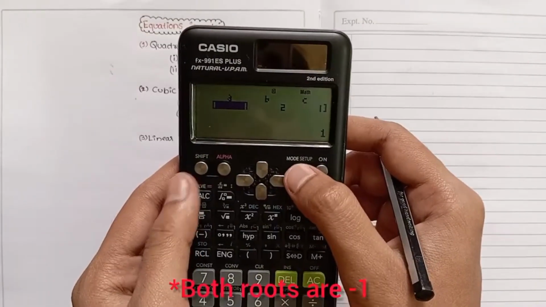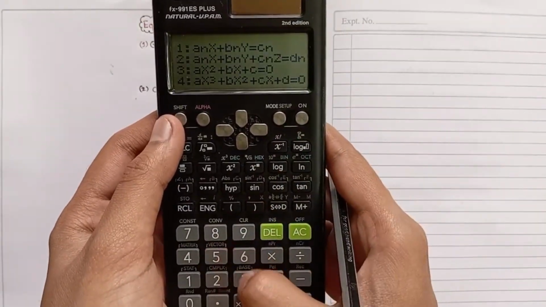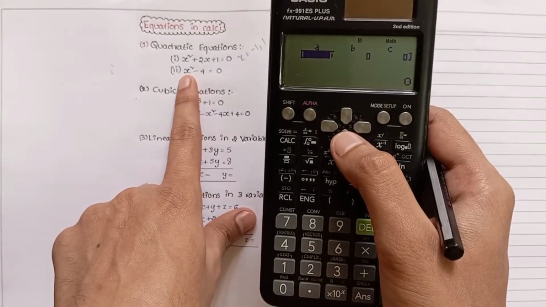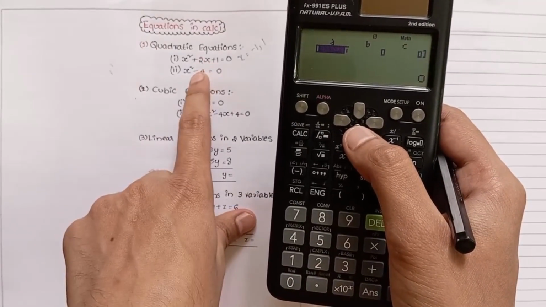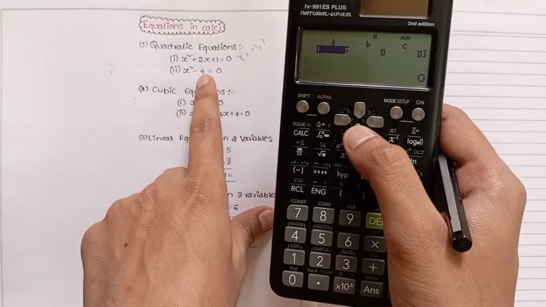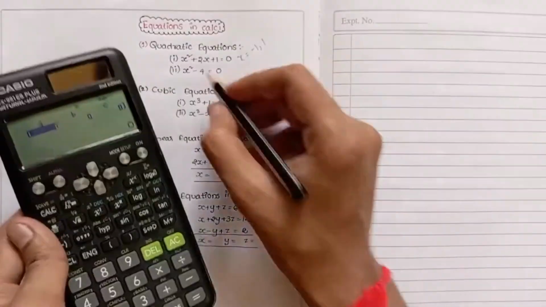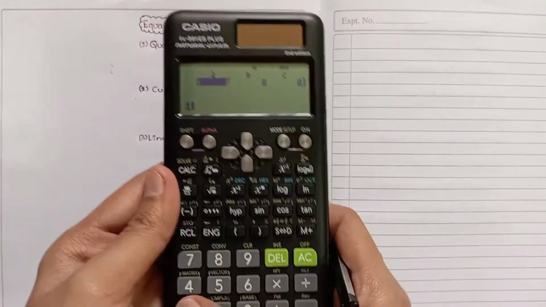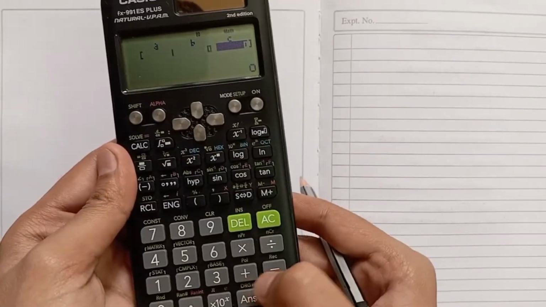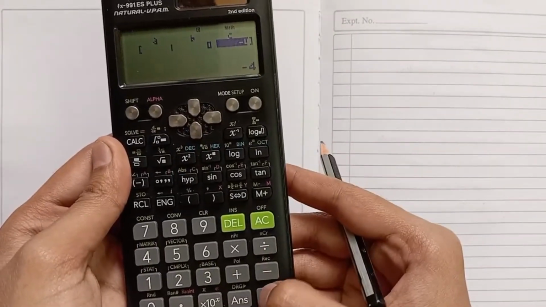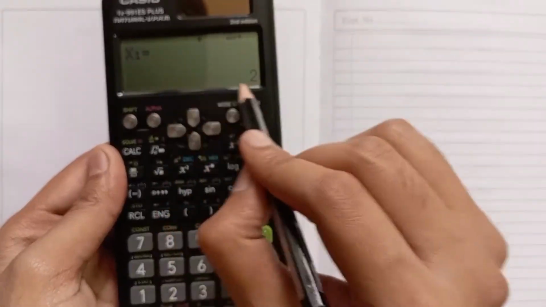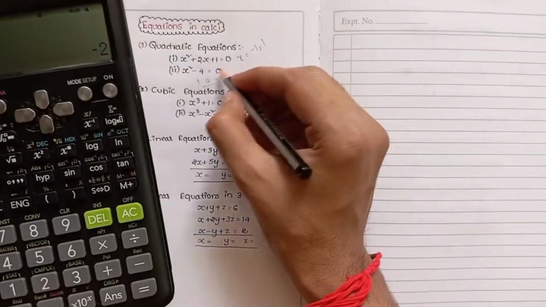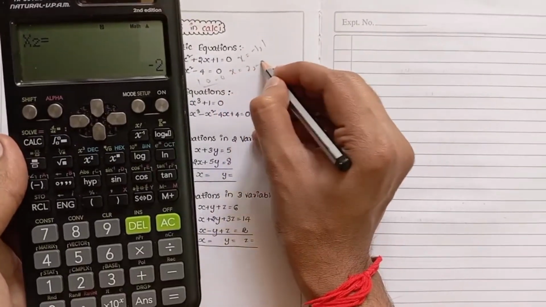Next, again press equation. Quadratic equation: the coefficient of x square is 1 and the coefficient of x is 0, since it is not there, so we have to take 0, and the constant value is -4. So we take 1, 0, -4 as coefficients. Therefore the roots are, first one is 2, second one is -2, so the roots are 2 comma -2.